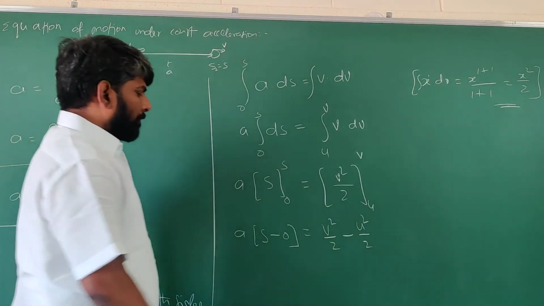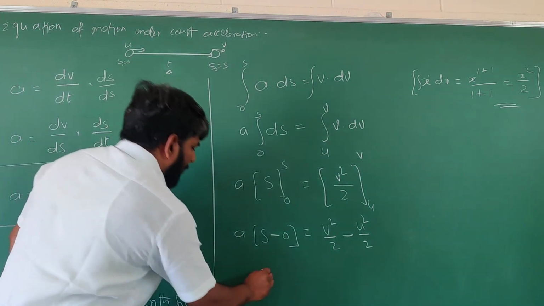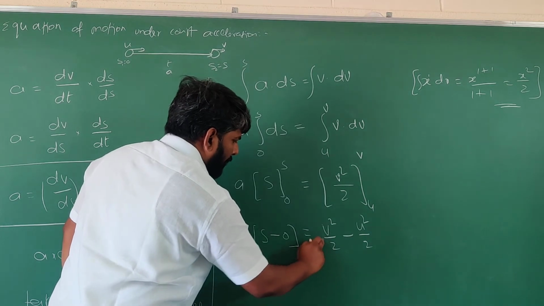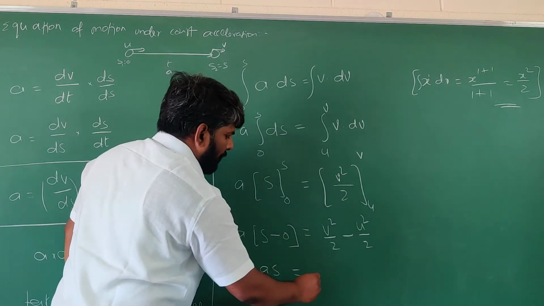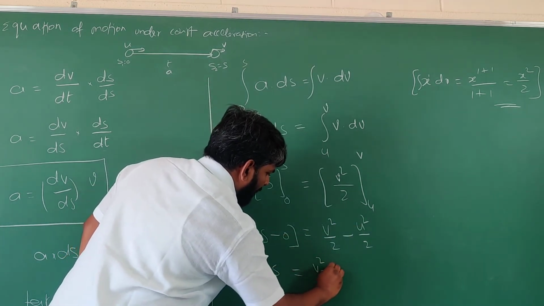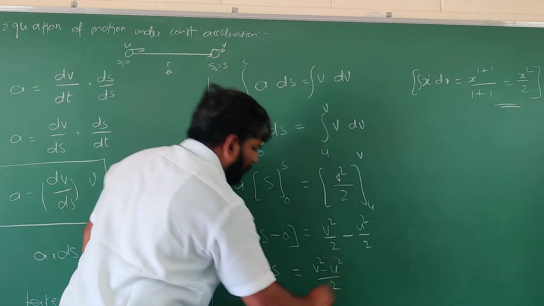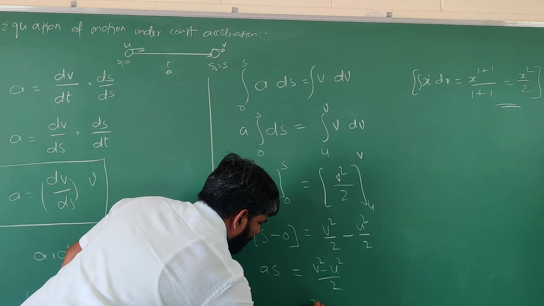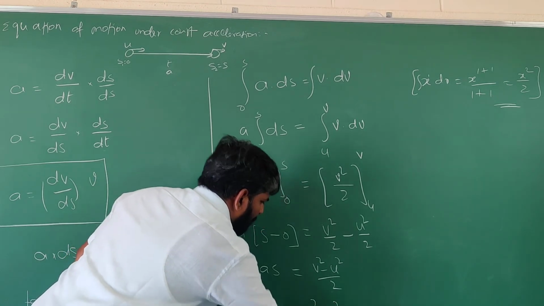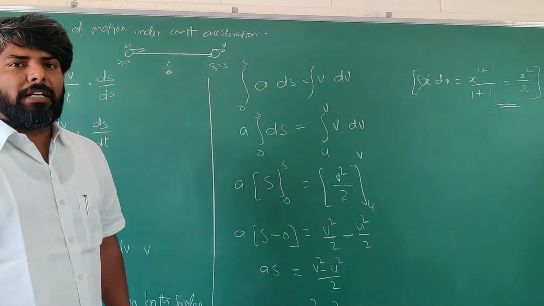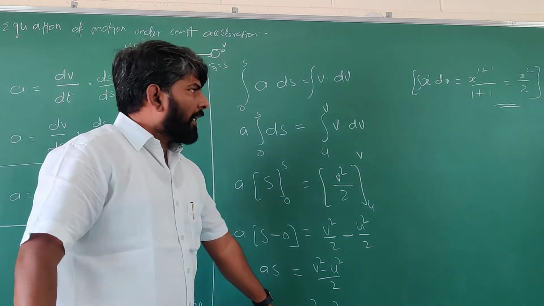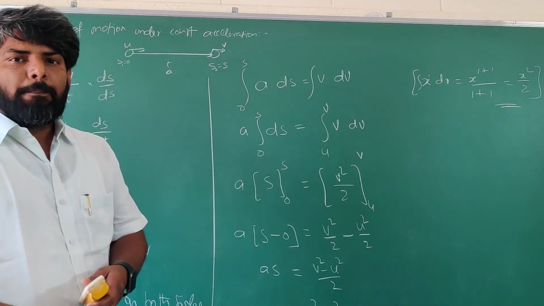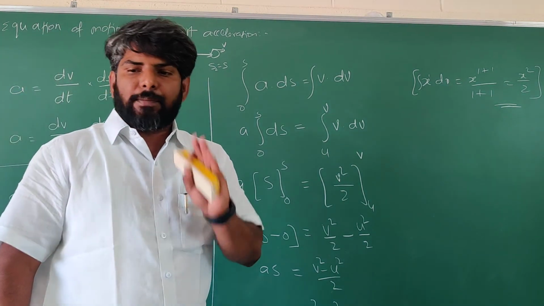So observe here, a into s is equal to v square by 2 minus u square by 2. You can write it as v square minus u square by 2. 2 comes this side. So 2as is equal to v square minus u square, that is, v square minus u square equals 2as. This is the derivation, students. Very simple one. Please observe carefully.